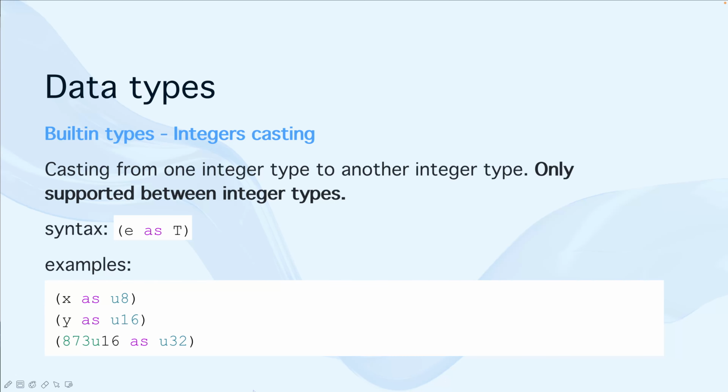For the Boolean, Boolean is Move's primitive type for Boolean values, true and false. And we have the logical operations: and, or, and negation.